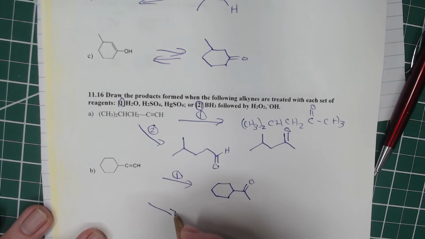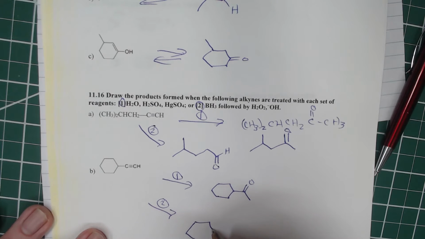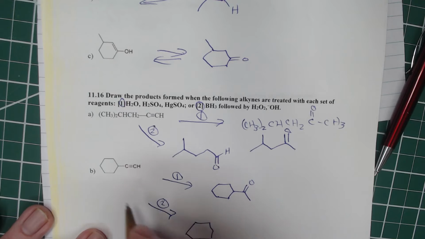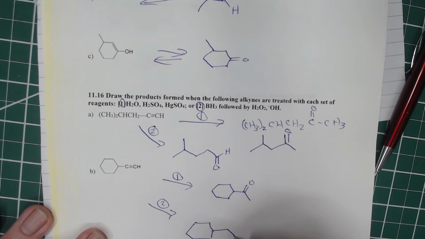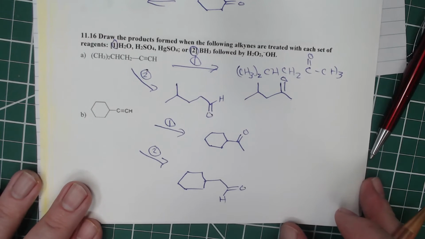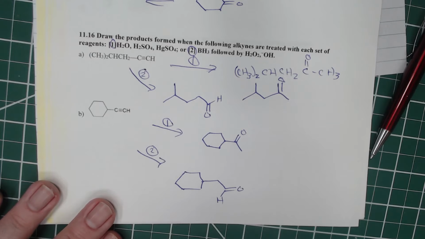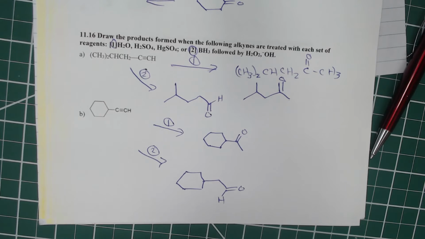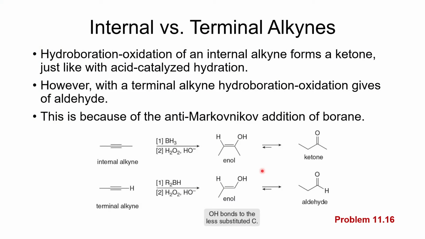And then reaction conditions 2. We get the anti-Markovnikov addition, so we end up with an aldehyde, so the carbonyl will be on this carbon. We'll put it like that. Oh, it fell off the screen. Sorry about that, but there we go. We'll get the anti-Markovnikov addition. Okay, so let's switch back over.